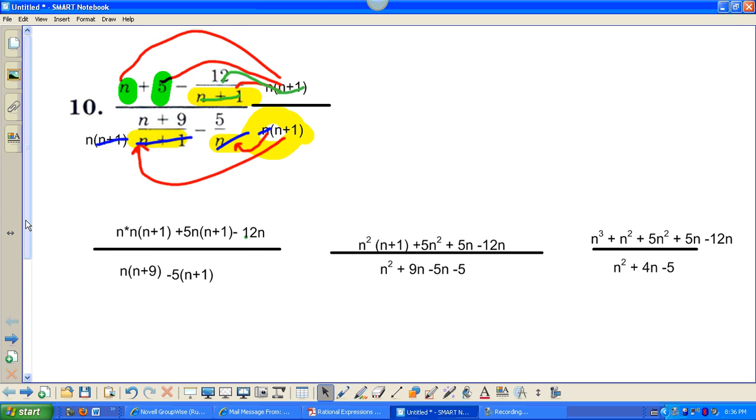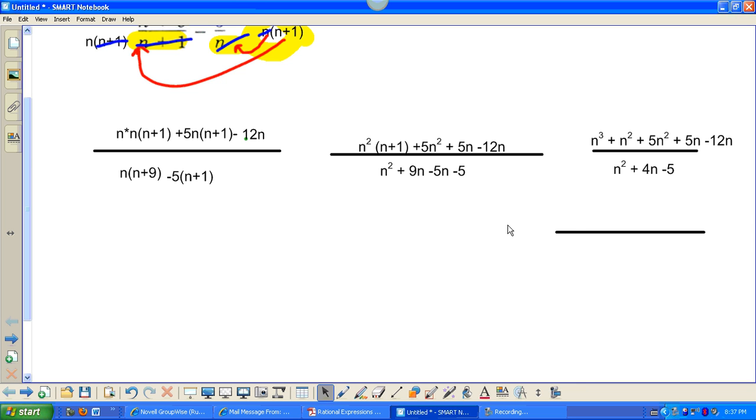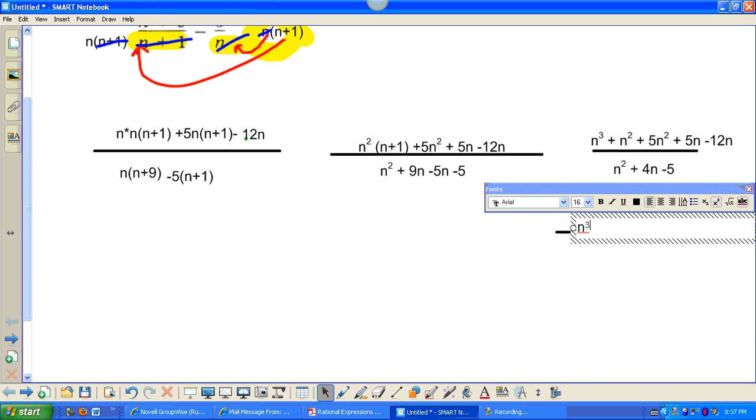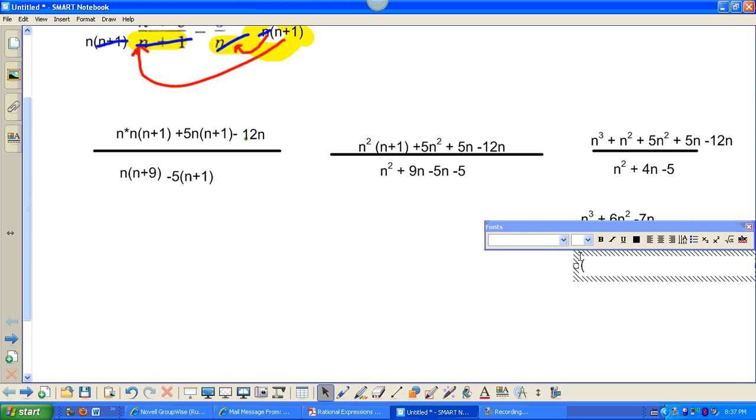All right, so let's scroll down. And in the next step, my numerator, oh, that wasn't very straight, was it? Okay, in the numerator, I am going to be left with n to the third, and then it looks like plus 6n squared, and then it looks like a minus 7n. Okay, the denominator is going to factor. It's going to factor into n plus 5 times n minus 1.